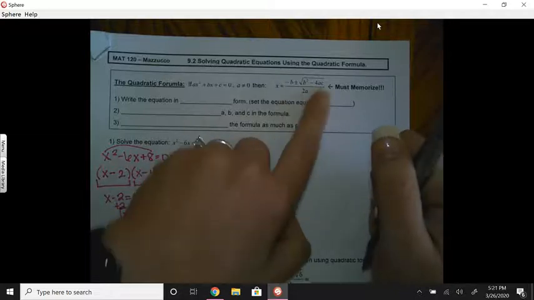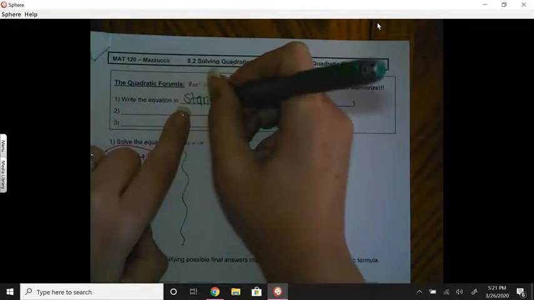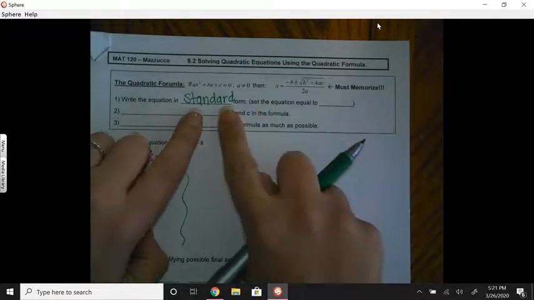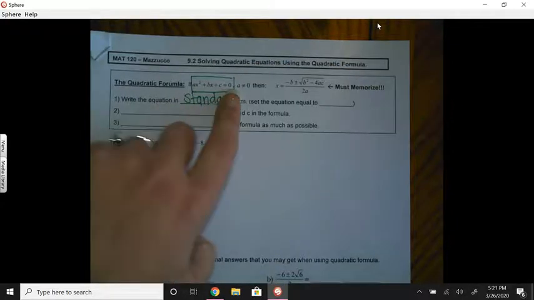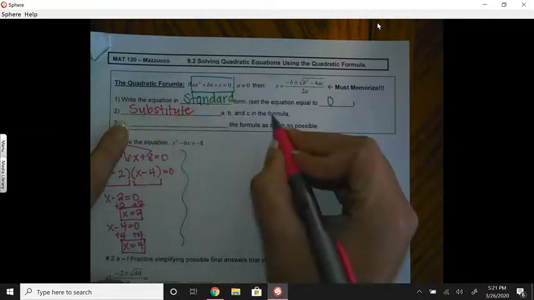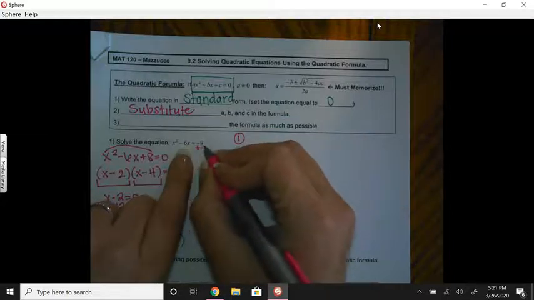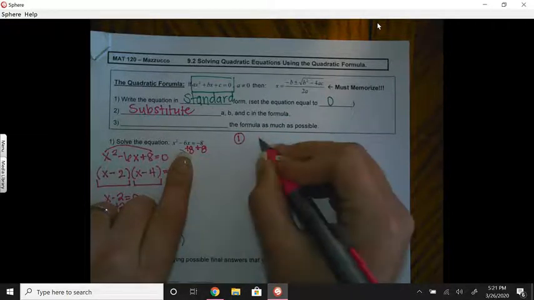So to use this formula here, step 1 is very important. You have to write the equation in standard form. Once the equation is written in standard form, remember what that means. It means the equation equals 0. Then you can substitute into the formula your A, B, and C. So let's go ahead and do that. So step 1, we have to add 8 to both sides to get it into standard form.